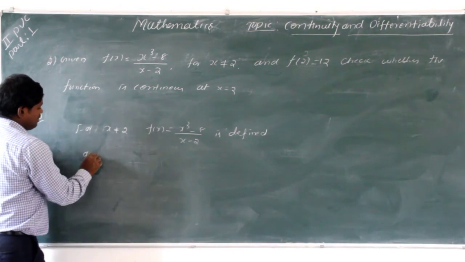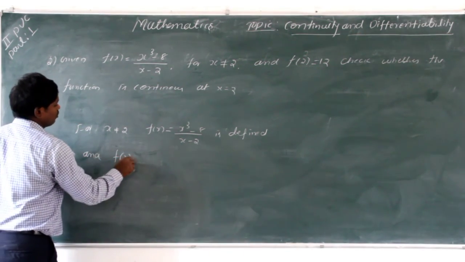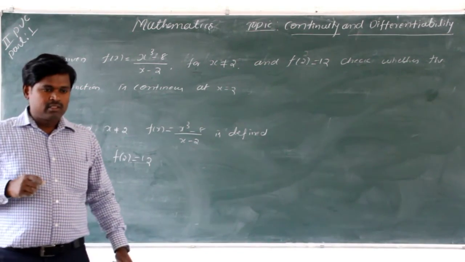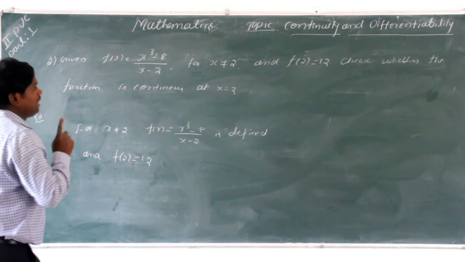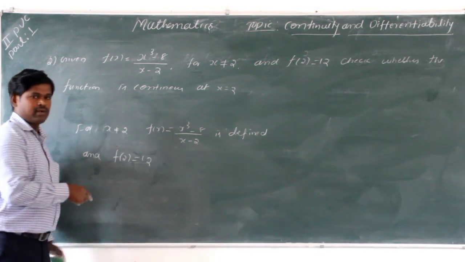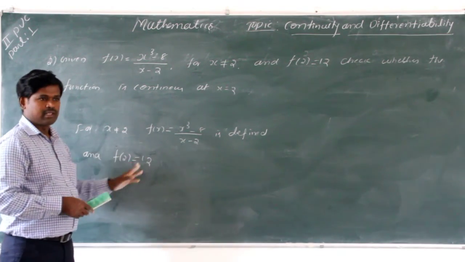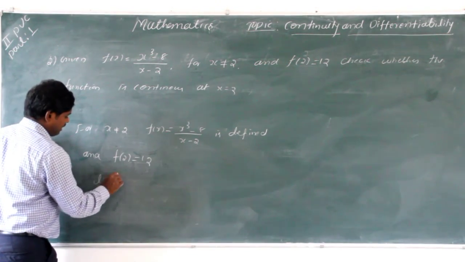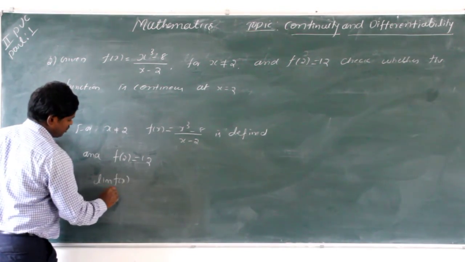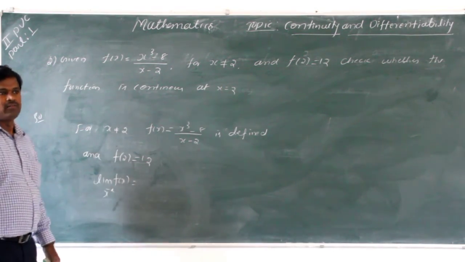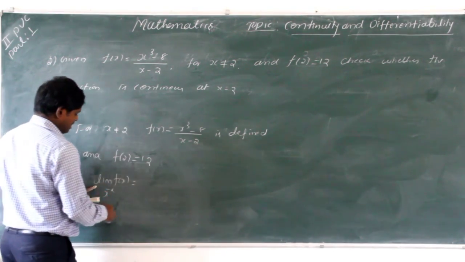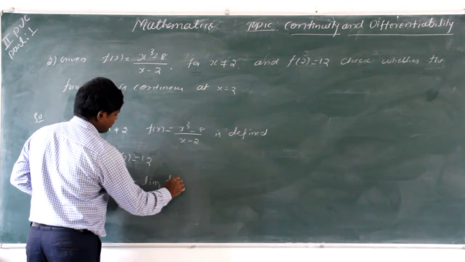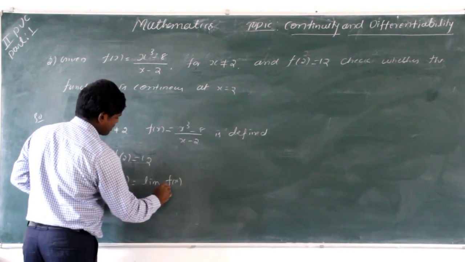One more thing is given: f of 2 is equal to 12. So we need to find the limit of the function and the value of the function. The value of the function, f of 2 equal to 12, is already given. Therefore, we need to check the limit of the function, that is, the limit of f of x as x tends to 2.